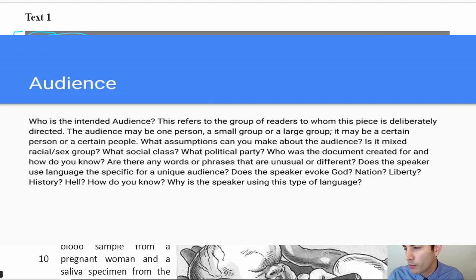The audience may be one person or a small group or a large group. It may be a certain person or a certain people. What assumptions can you make about the audience? Is it a mixed racial or sex group? What social class? What political party? Who was the document created for, and how do you know? Are there any words or phrases that are unusual or different? Does the speaker use language that's specific for a unique audience? Does the speaker evoke God, nation, liberty, history, hell? How do you know, and why is the speaker using this type of language?